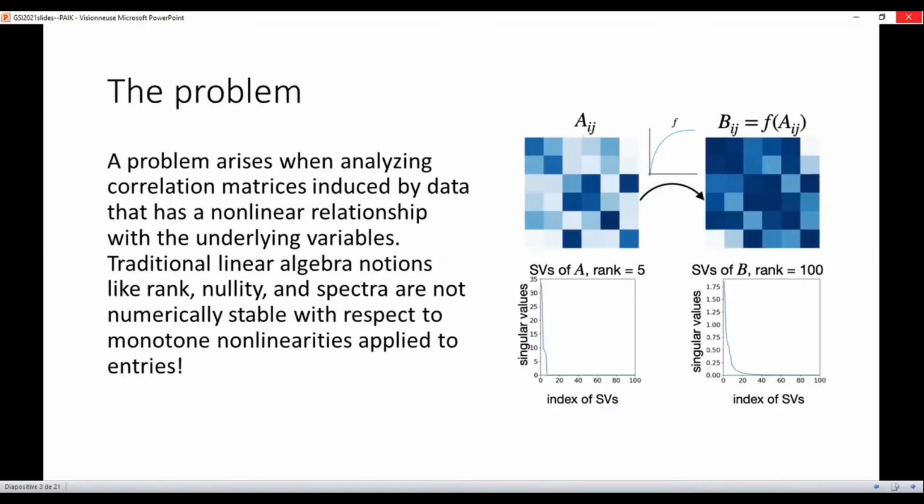The problem is when you analyze correlation matrices induced by data that has a nonlinear relationship. If you try to use linear algebra techniques to analyze this data, a lot of notions like rank or spectra are not numerically stable when you apply monotone nonlinearities. In this example, I have a cartoon of a 100 by 100 rank 5 matrix A. If I apply an exponential nonlinearity f to every entry of A and produce B, the singular values of A are exactly those of a rank 5 matrix, with only 5 non-zero singular values, but when you apply the nonlinearity, it becomes a full rank matrix.